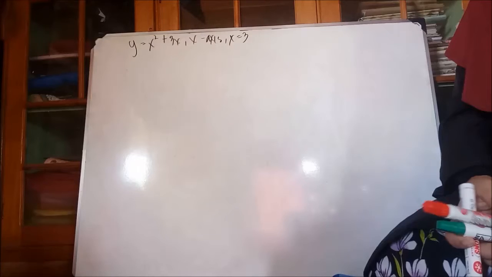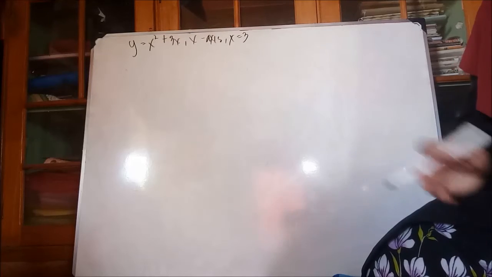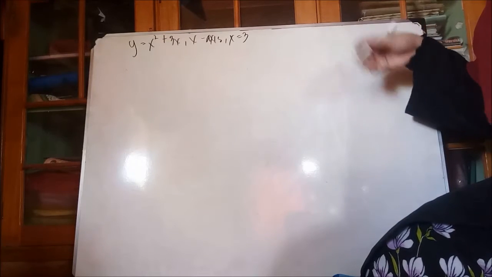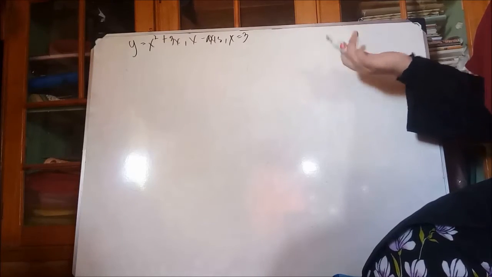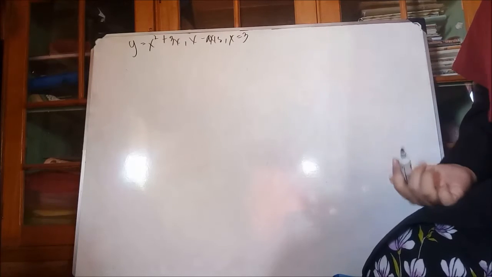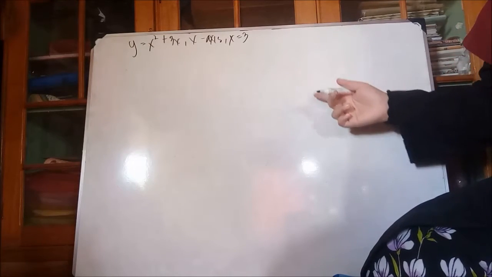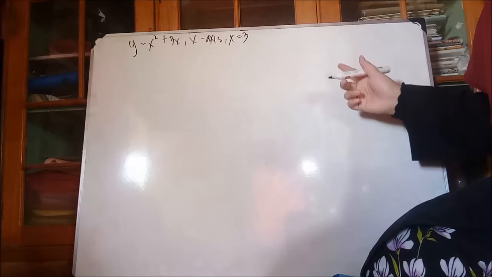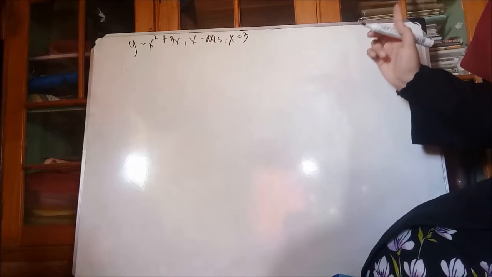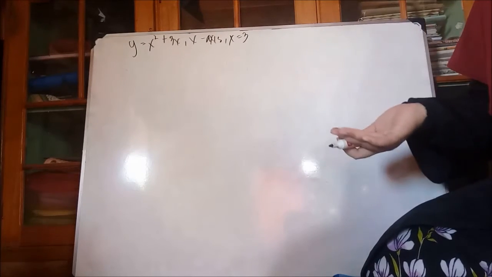Let's see the examples. If we have this function, find the area of the region bounded by y equals x squared plus 3x, and the x-axis, and the line x equals 3. So here's the first step: you must remember how to know the interval.